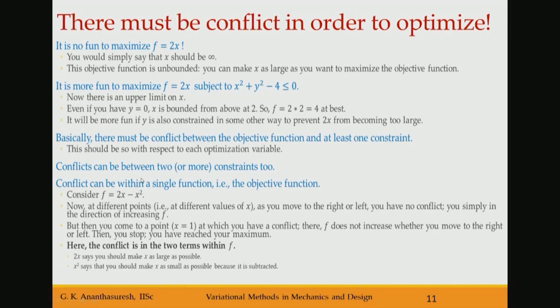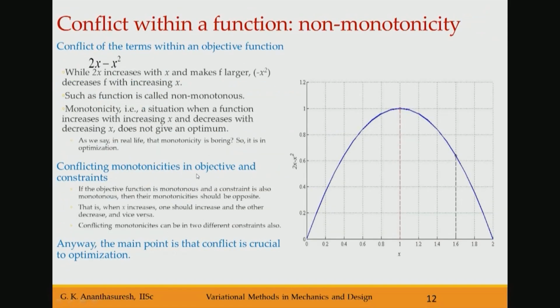Okay. And that is the optimization spirit, in the sense that there must be conflict, you resolve the conflict and find the best. That is what we do in optimization. Okay. And that is what is being shown here. In this plot we have x on the x axis, 2x minus x square on the y axis. So, I have this maximum at x equal to 1, and that is what we get here. Okay. There is a conflict.